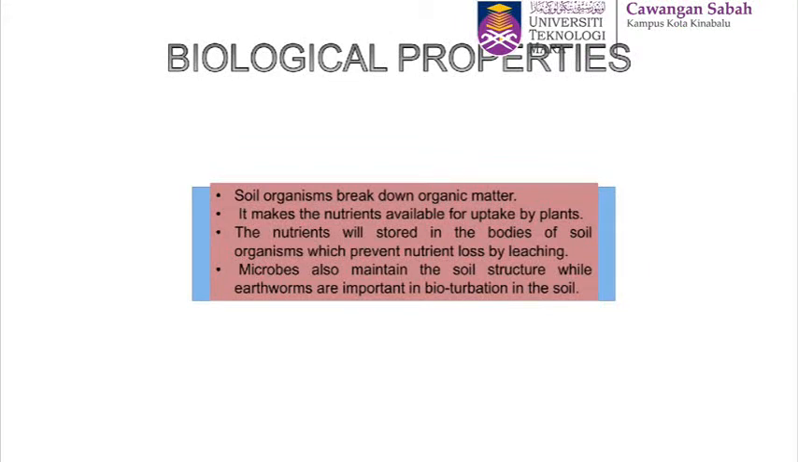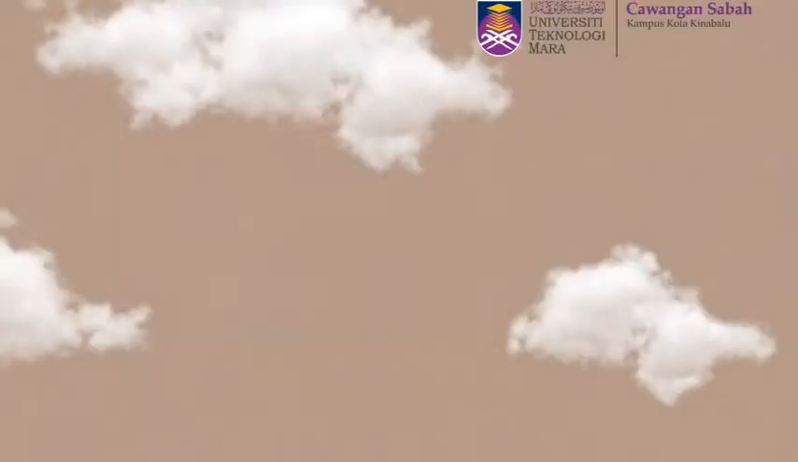Lastly are the biological properties. Soil organisms break down organic matter and make the nutrients available for uptake by plants. The nutrients will be stored in the bodies of soil organisms, which prevents nutrient loss by leaching. Microbes also maintain the soil structure, while earthworms are important in bioturbation in the soil.